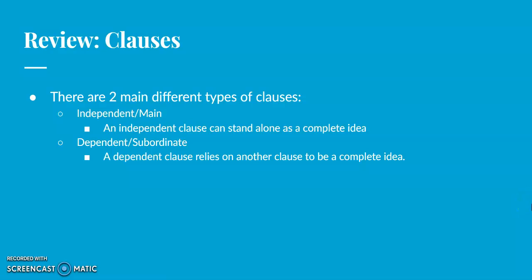Before we get started, let's quickly refresh some key points that we'll need to have in mind for this lesson to be useful. First, there are 2 types of clauses. Independent clauses have a subject and a predicate and can stand alone as a complete idea. Dependent clauses also have a subject and a predicate, but they need some help in order to be complete.